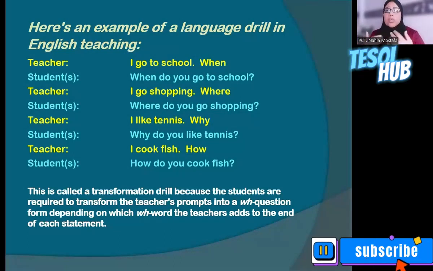And so on. So the teacher now is saying a sentence, and students are generating questions. They're starting giving you questions. So it is called transformational drill.